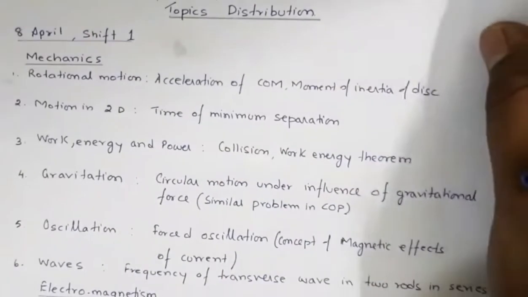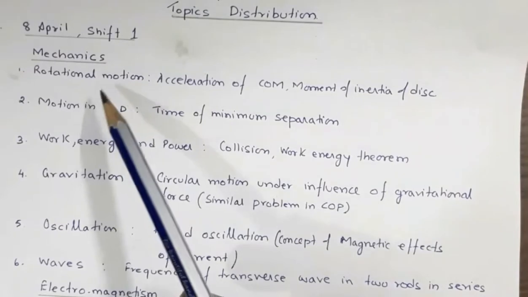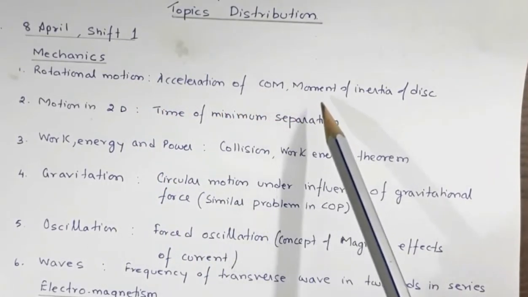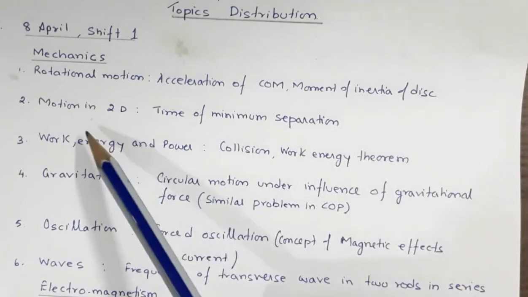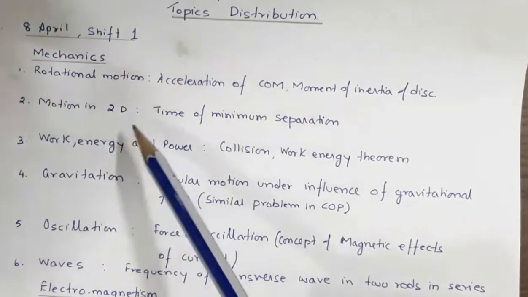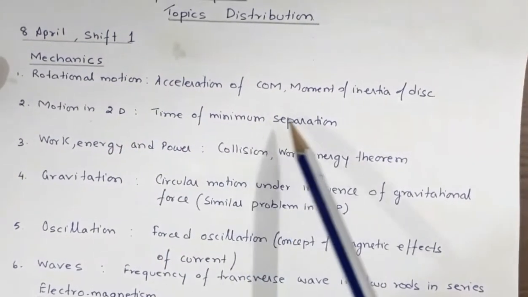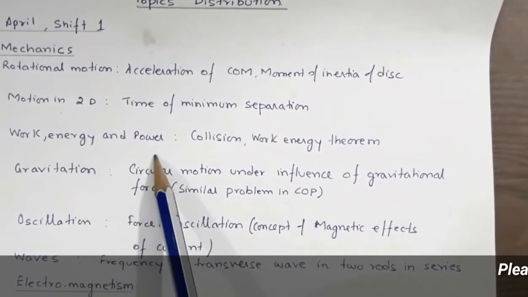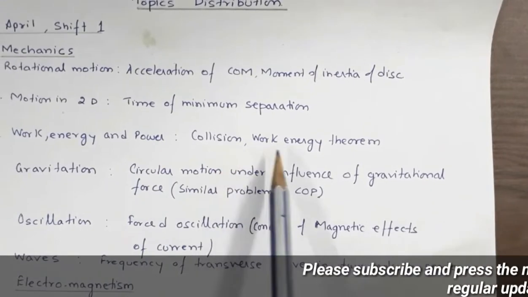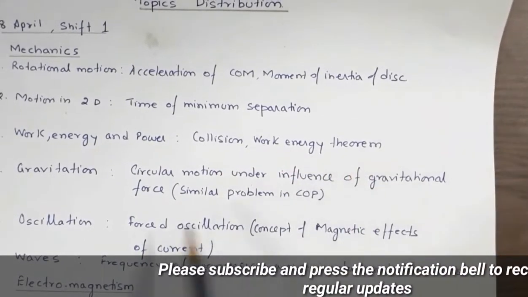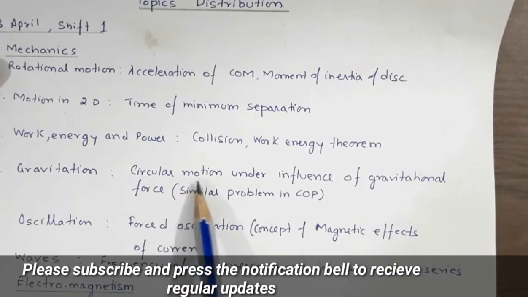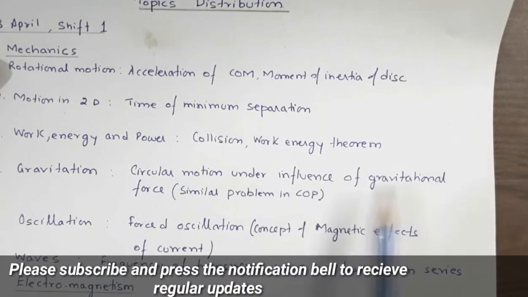From mechanics, from the chapter rotational motion, we had one question on acceleration of center of mass, moment of inertia of the disk. From motion in 2 dimensions, there was one question on time of minimum separation between two moving objects. From work energy power, there was one question on collision, one question on work energy power theorem. From the chapter gravitation, one question was from circular motion under the influence of gravitational force.